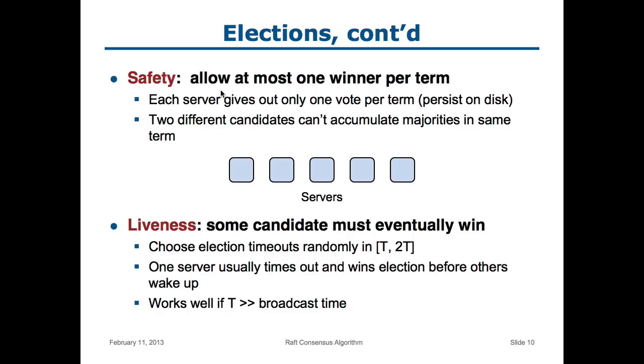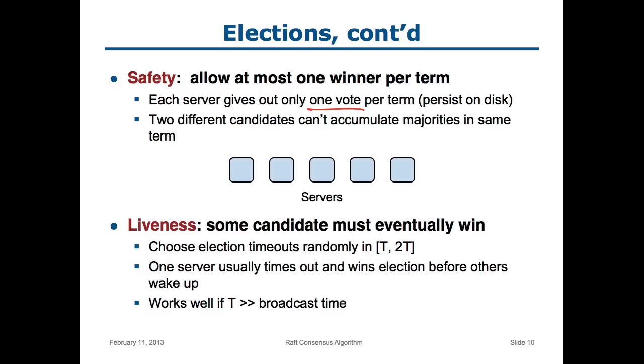It's important for an election to have two properties, safety and liveness. The safety property says that there must be at most one candidate that wins the election in a given term. The way Raft guarantees this is that each server only gives out its vote once to a single candidate. Once it's given its vote, it will refuse requests from any other candidates for votes. And by the way, the server doesn't really care which candidate it gives its vote to. It'll give it to the first candidate that comes along.